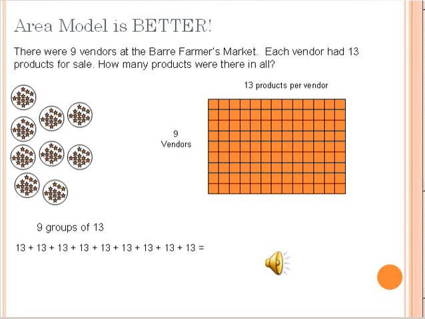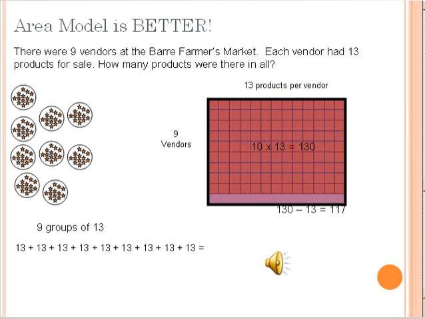Another strategy a student could use with the area model is pretending that the array model was bigger. Instead of having 9 vendors, what if we pretended there were 10 vendors? Well, 10 times 13, that's an easy problem to solve: 130. To get to the original 9 vendors, we're going to have to take away one group of 13. So 130 subtract 13 is 117. That is much easier to see with the area model.